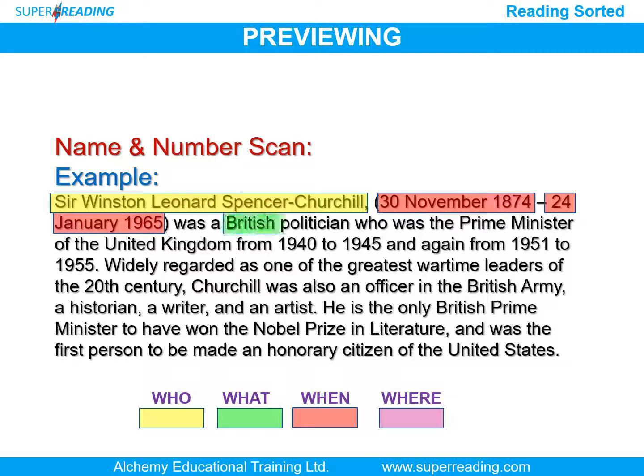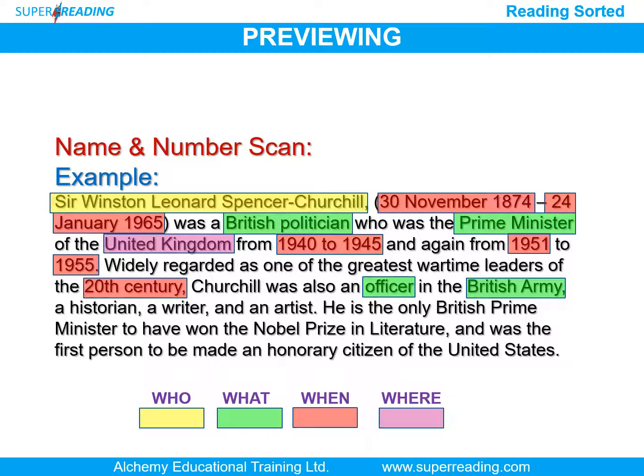Was a British politician, that's a what, so we're putting it in green for now. Who was the Prime Minister, that's a what, of the United Kingdom, that's a where. From 1940 to 1945, that's a red. And again from 1951 to 1955, again, that is a when. Widely regarded as one of the greatest wartime leaders, we could look at that, of the 20th century. That's definitely a when. Churchill was also an officer, that's a what, in the British Army, that's a what. And a historian and writer and an artist all get green for what.